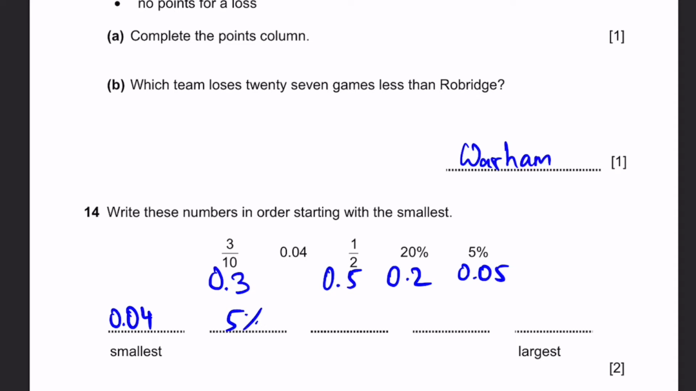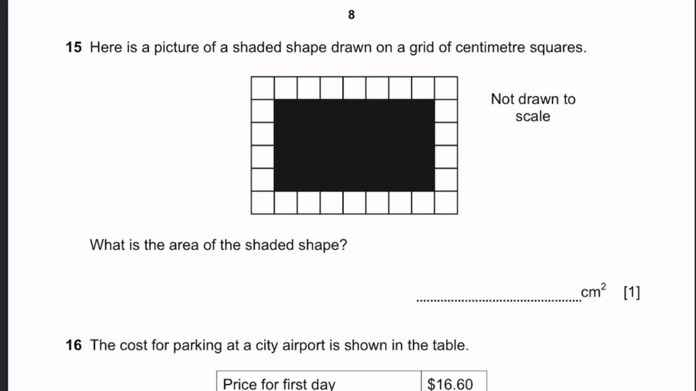Next, we have these 3 decimals left. I have 3, 5, and 2, which is the smallest, 2, right? So 0.2 is the next, 20%. Now 0.3 is next, 3 by 10, and the largest will be 0.5, 1 by 2. That's the answer. Question 15.